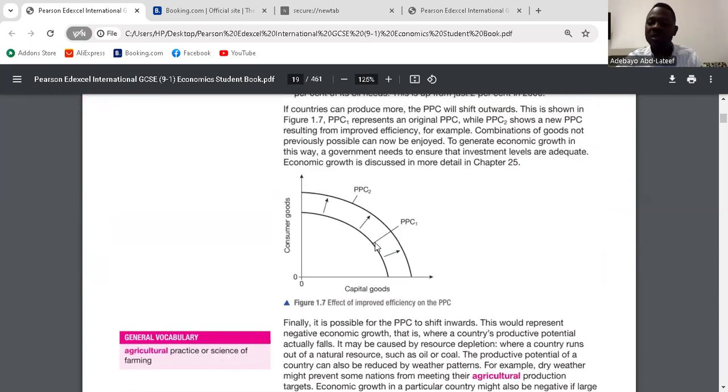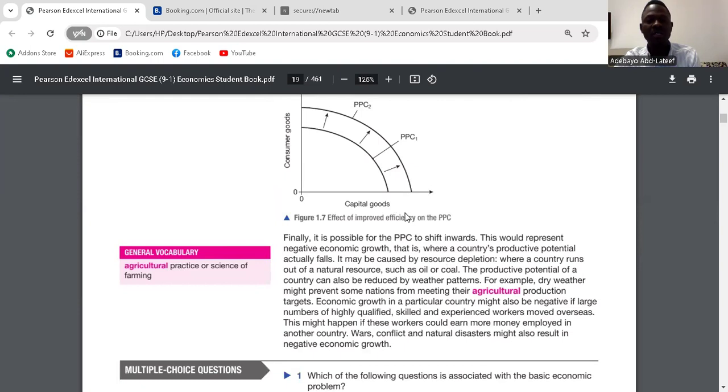So the movement is from PPC1 to PPC2. It's always outward. Do you understand with me? Yes. So whenever all the conditions I mentioned occur, we shift the PPC curve outward, from PPC1 to PPC2. They could ask you, what are the factors that could shift the PPC curve outward? Training and education, advancement in technology, improved efficiency, and new resources. So these are the reasons why we can have an outward shift in our PPC curve. Any question about it? No.